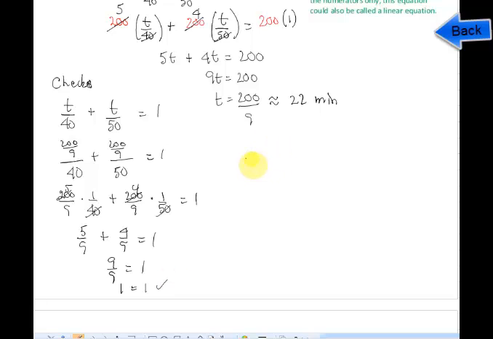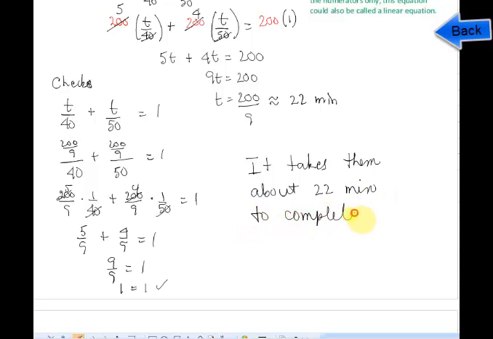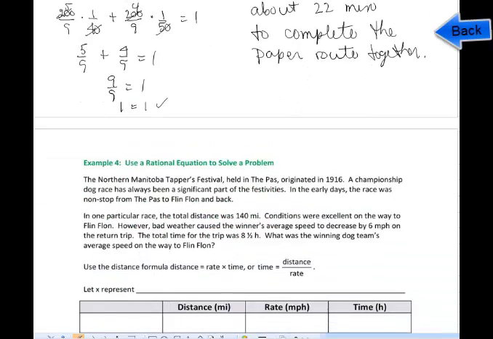And so it takes them about 22 minutes to complete the paper route together. Okay, so we're done this one. Let's move on to our second word problem.